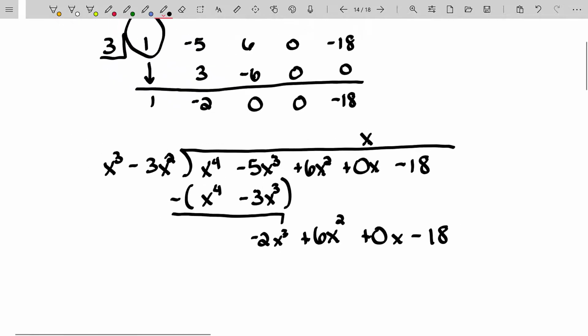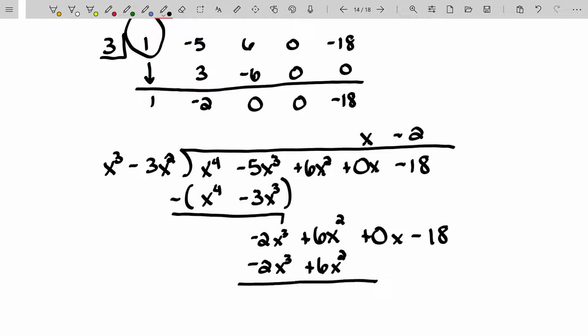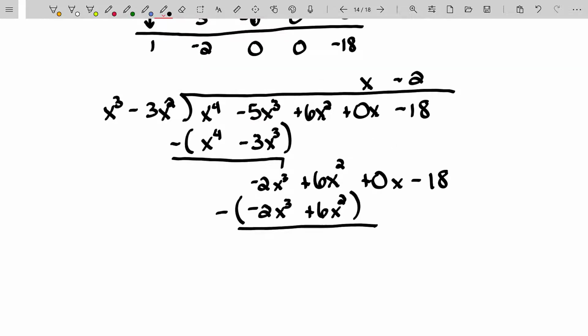And then you would ask yourself, well, how many times does x cubed go into negative 2x cubed? That goes in negative 2 times. Multiply back through, you get negative 2x cubed plus 6x squared, and you'll subtract that entire statement. The negative 2x cubed minus a negative 2x cubed, those cancel by design, but luckily 6x squared minus 6x squared, those cancel as well, and then everything else just gets brought down.